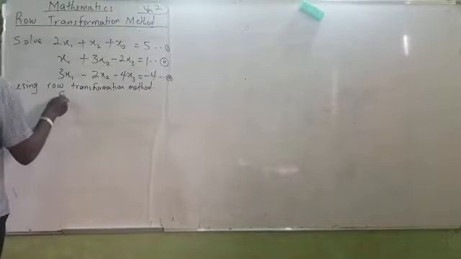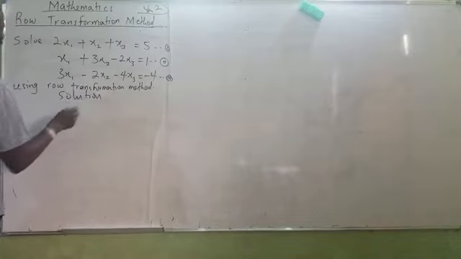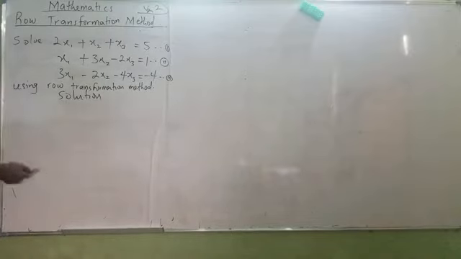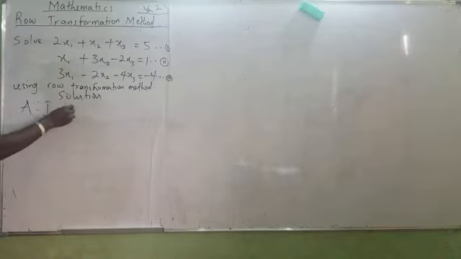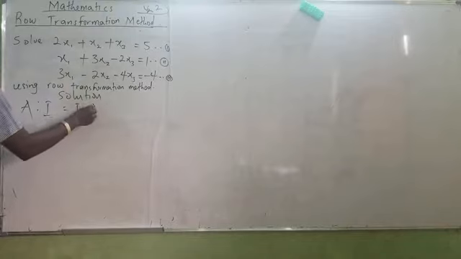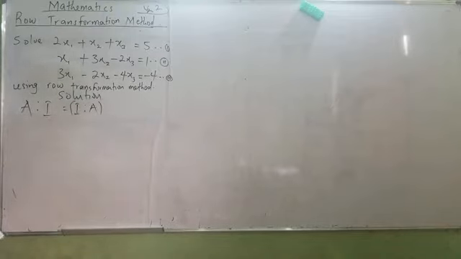Now, solution to this problem. I've told you earlier that we are augmenting units, which is A augmented with I becomes I augmented with the inverse of A. This is the matrix, this is the inverse. Take note of that, very important.